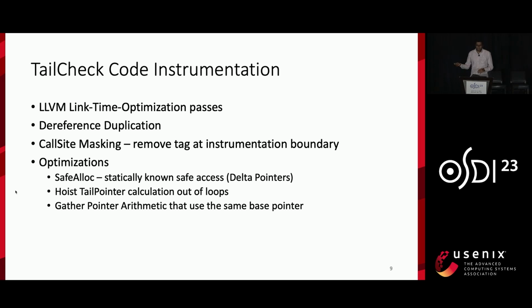And there are also some optimizations. For example, safe alloc is a delta pointers optimization for removing statically known safe accesses, so we don't have to check them. Then we also hoist tail pointer calculation out of the loops.